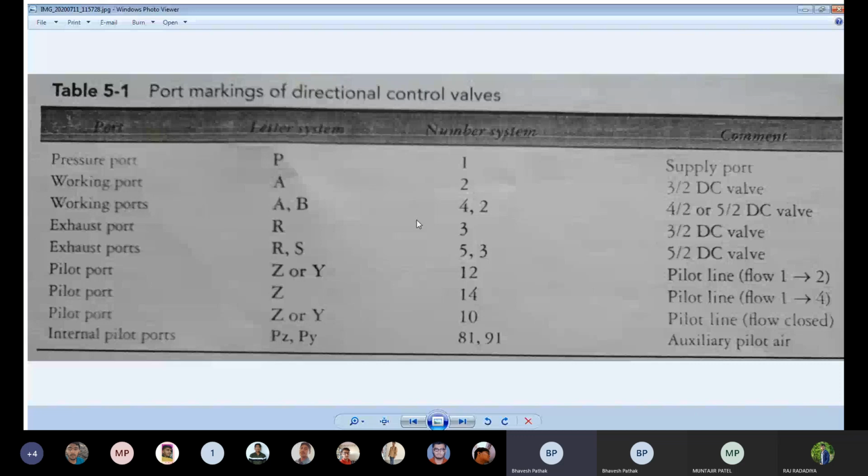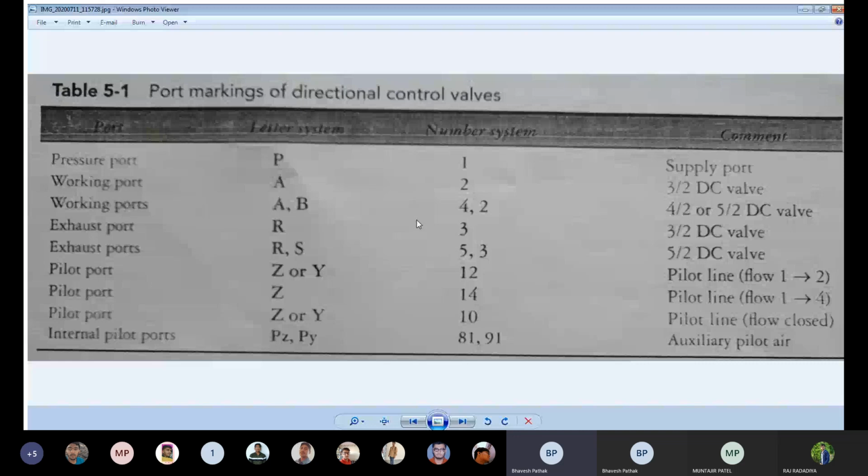The pilot port is Z or Y, maybe 12, 14, 10. I will discuss this pilot word in detail also, what we mean by pilot and what it is not. Then an internal pilot, that is PZ, PY, so it is 81, 91 like that. We are describing the port marking for a directional control valve.